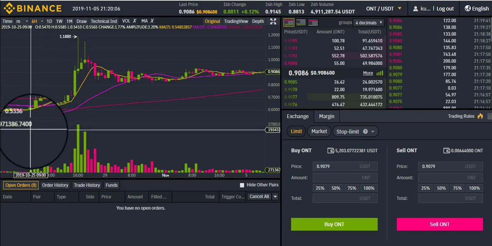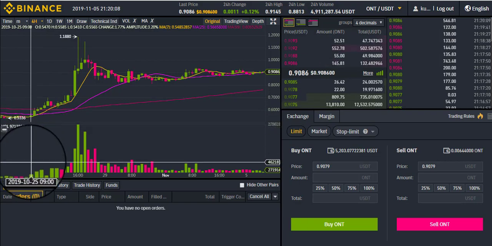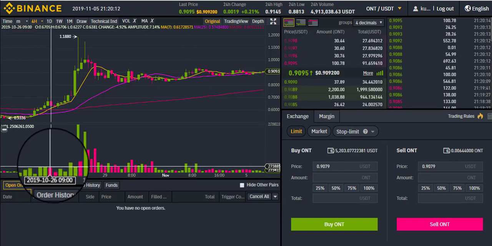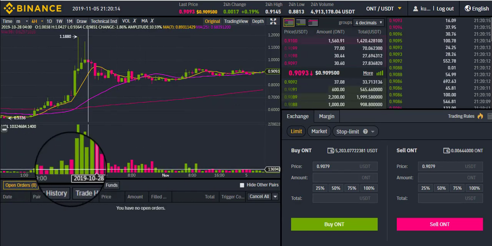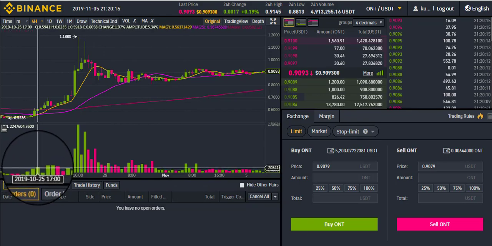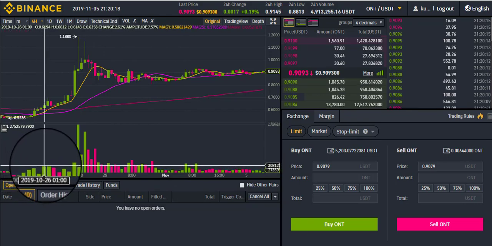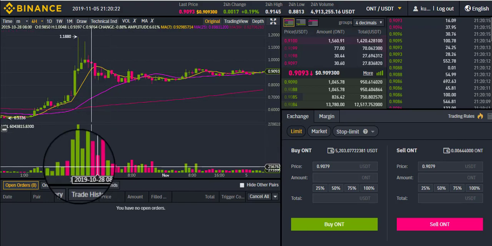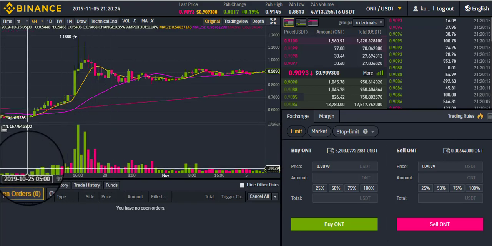So as you can see, if you look at the bottom of the chart near the volume, oh yeah, by the way, this is the volume. The bars at the bottom, these are volume. So this is showing the volume going up. Green is up, red is down. These are the volume bars. So the volume in terms of how much people are trading or buying and selling this specific coin.